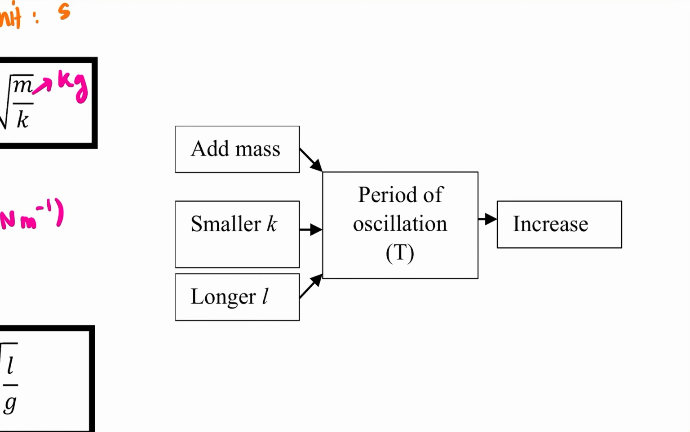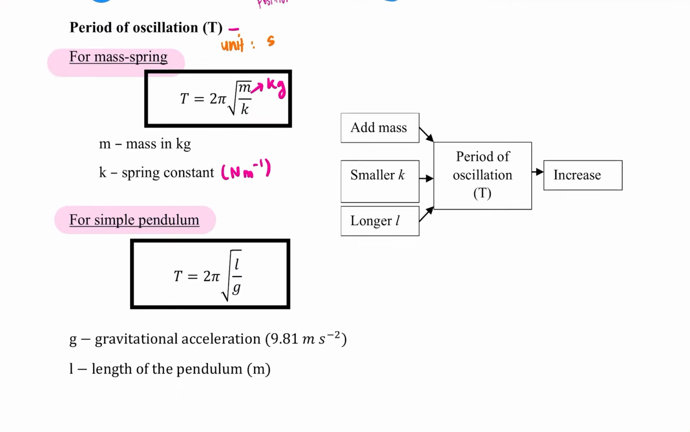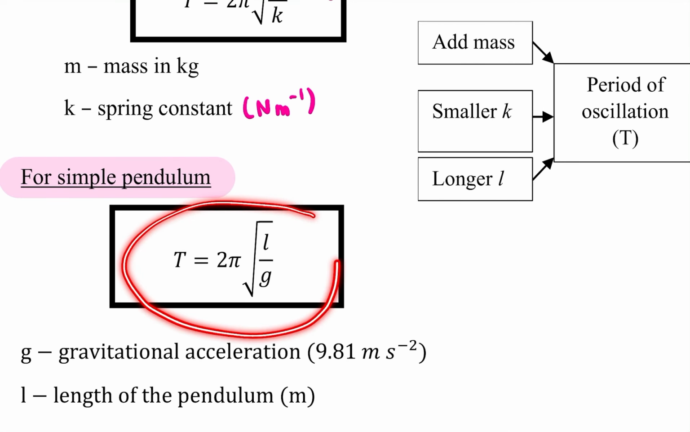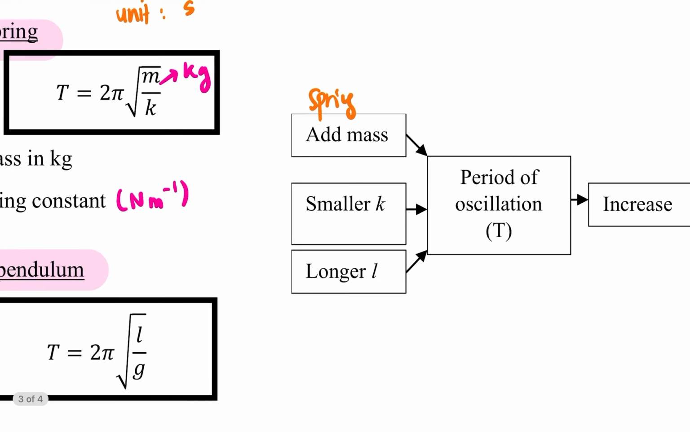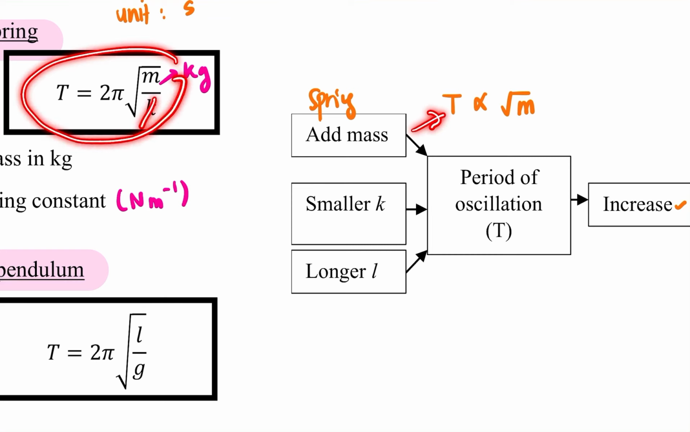So what is the effect on the period of oscillation? For example, if you add mass to a simple pendulum, there is no change, because its period depends on the length only. But adding mass applies to the spring. If you add mass to the spring, the period of oscillation will increase, because T is directly proportional to square root of M. K stays constant since the spring is not changed. As mass increases, the period increases.